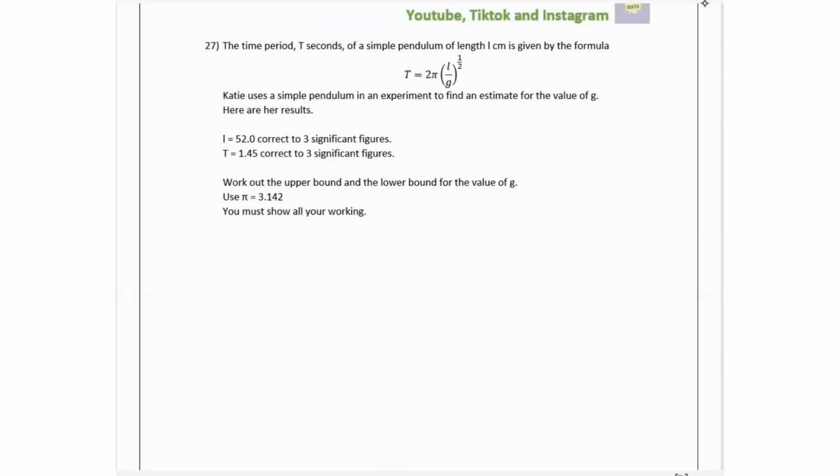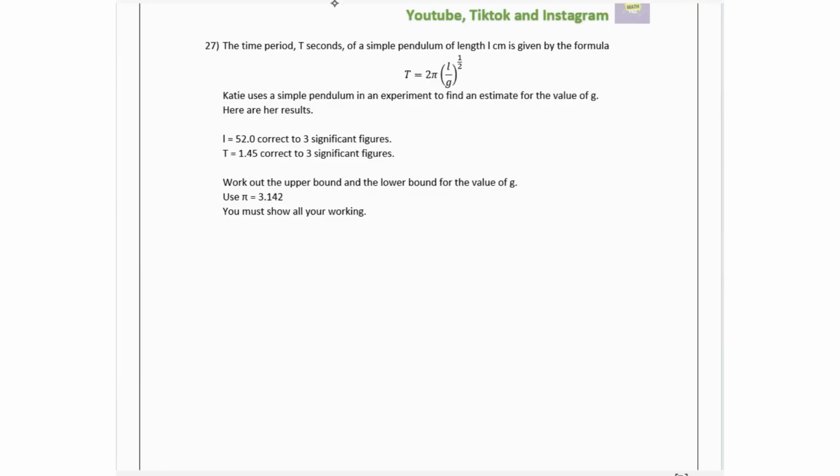Then the next question says that the time period t seconds of a simple pendulum of length L centimeters is given by the formula t equals 2 pi times the square root of L over g. Katie uses a simple pendulum in an experiment to find an estimate for the value of g. Here are her results. L is 52 centimeters correct to 3 significant figures, and time is 1.45 seconds correct to 3 significant figures. We have to work out the upper bound and the lower bound for the value of g, using pi as 3.142. You must show all your working.